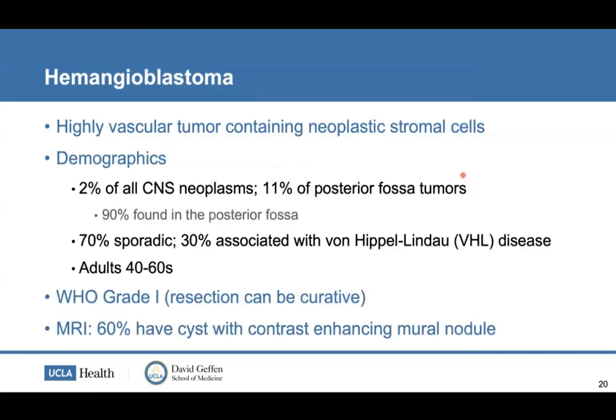Hemangioblastomas are another type of tumor classically found to have an enhancing mural nodule with a cystic component. However, these are more commonly found in adults. 70% are sporadic, 30% are associated with the von Hippel-Lindau gene or disease, and as mentioned before, these are classically found in adults in their 40s and 60s. These also are WHO grade 1 tumors, so resection can be curative.